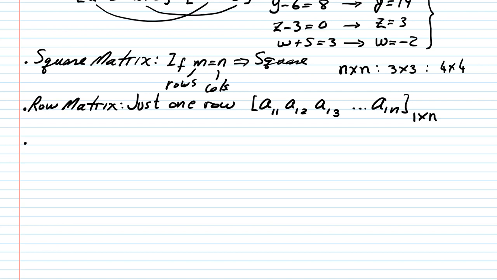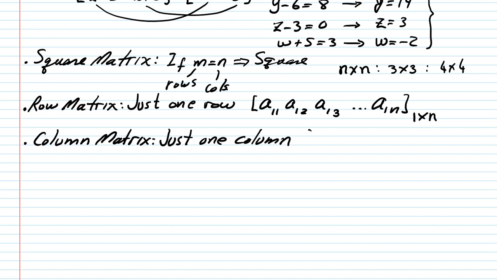Sometimes we may come across or work with a column matrix. So what is a column matrix? It is a matrix that has just one column. And because it has just one column, I can go A11, A21, and so forth, all the way to Am1. So here's a matrix that has m rows, but a single column.